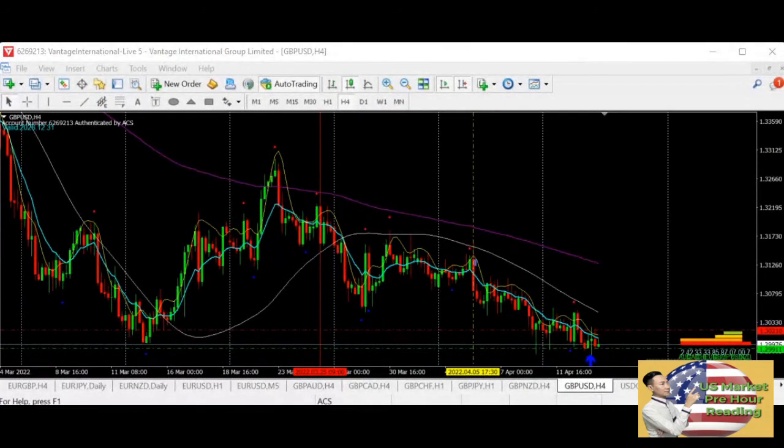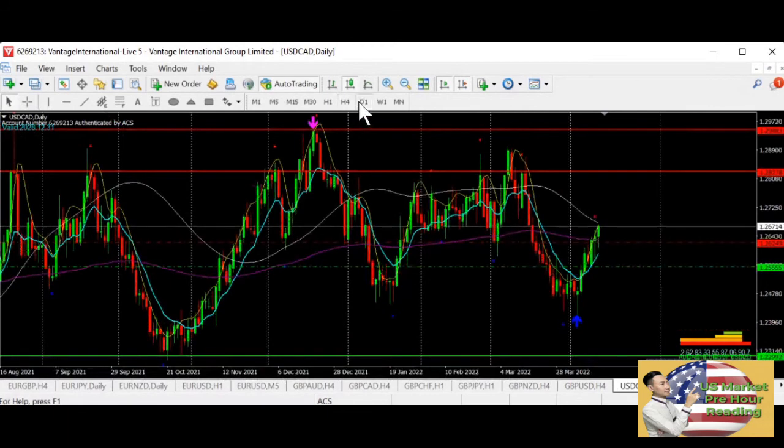But make sure for pound dollar you wait for it to break the support level. So how about dollar CAD? Dollar CAD over here.